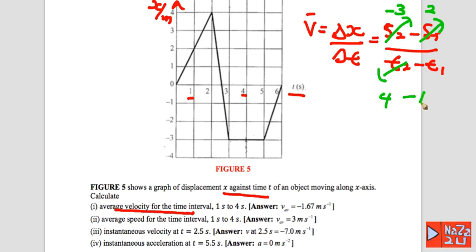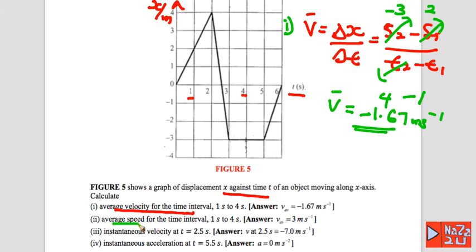So now you can use the calculator here. So we have V average. This is number 1. V average is equal to negative 1.67 meter per second, because this is minus 3 and minus 2 here. Okay, so this is the average velocity.